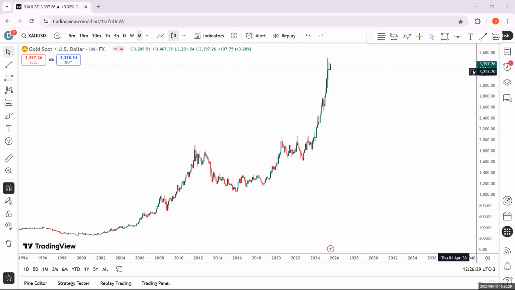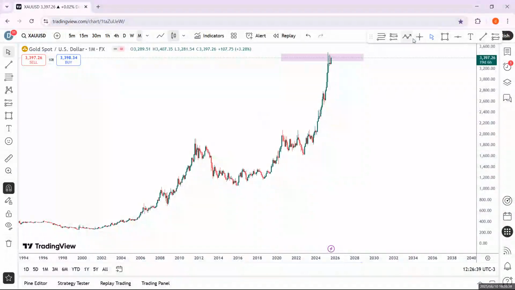So as usual, what is the first thing we do when we come onto the charts? It is to identify the real-time point where price is at, and this is done on the monthly time frame. Like you can see, all of this entire information, this is the real-time point where price is at, as we can see clearly.